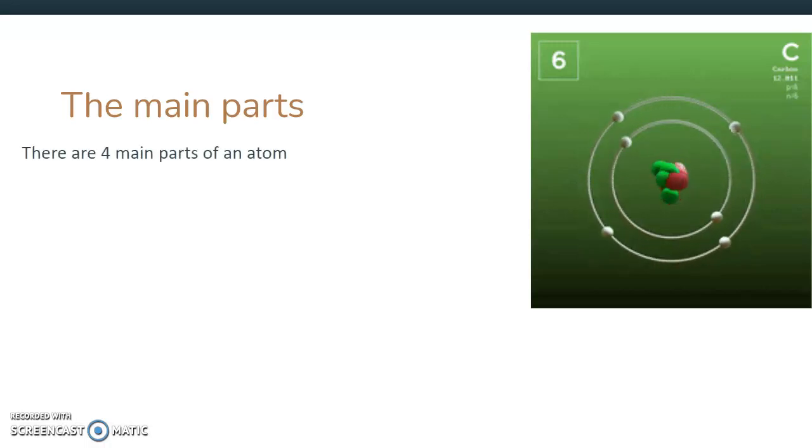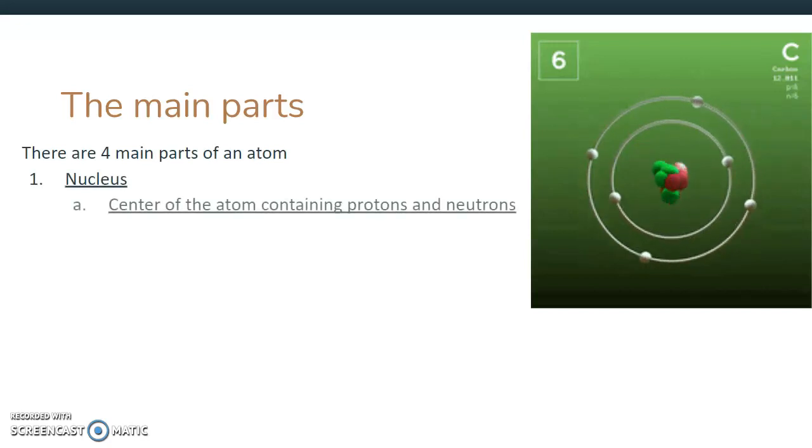But what we're learning about today is that we have four main parts of our atom. We have the nucleus, which is the center of the atom, and it contains protons and neutrons. I like to draw a connection back to the nucleus of our cell. The nucleus of the cell was kind of the brain, or I would say the most important organelle that we learned. So the nucleus of an atom is the inside, the center.